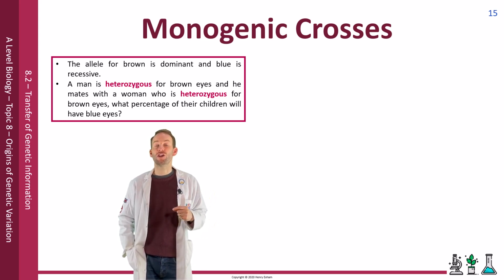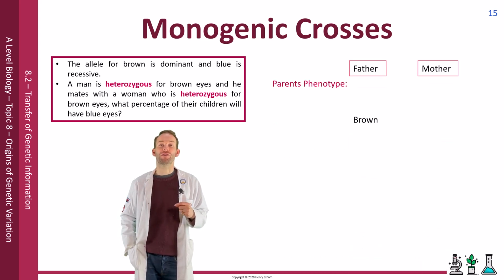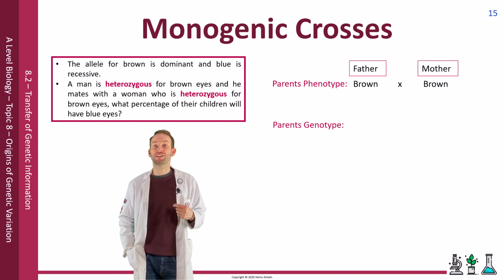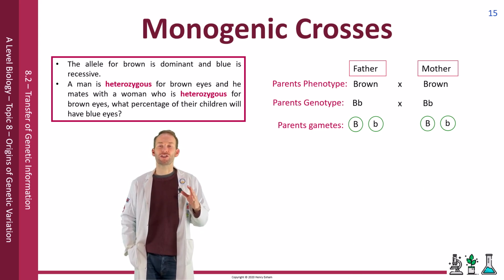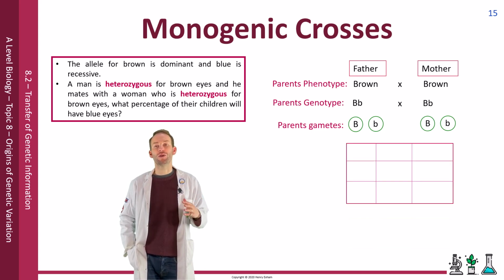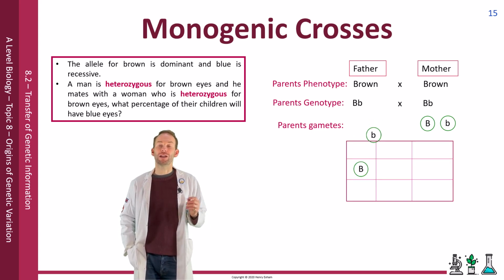Now, you should always set out your genetic crosses like this, with the phenotypes at the top for the mother and the father, the parents' genotypes then below that. They're both heterozygous, so big B, little b. Then we show the gametes. Now, the gametes should be in circles to show how they are now in cells. So the father can only pass on either a big B or a little b in his sperm, one of either type. And it's the same for the mother.